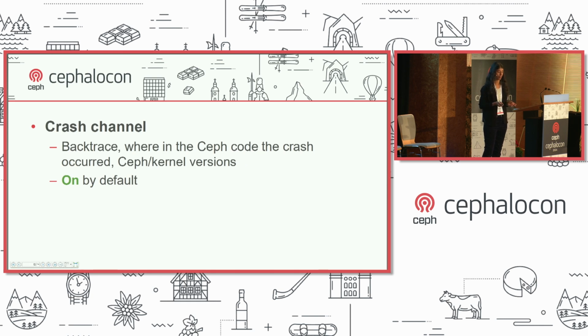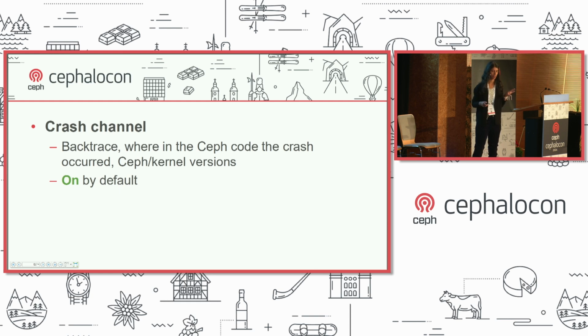Then we have the crash channel, a very important channel to keep turned on. This channel contains very essential information about the crash, like the backtrace, so we can detect exactly where in the Ceph code the crash happened.